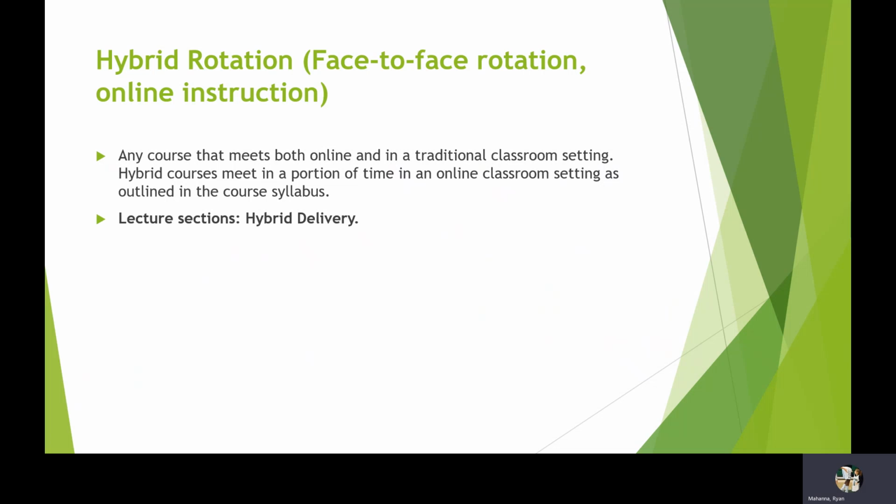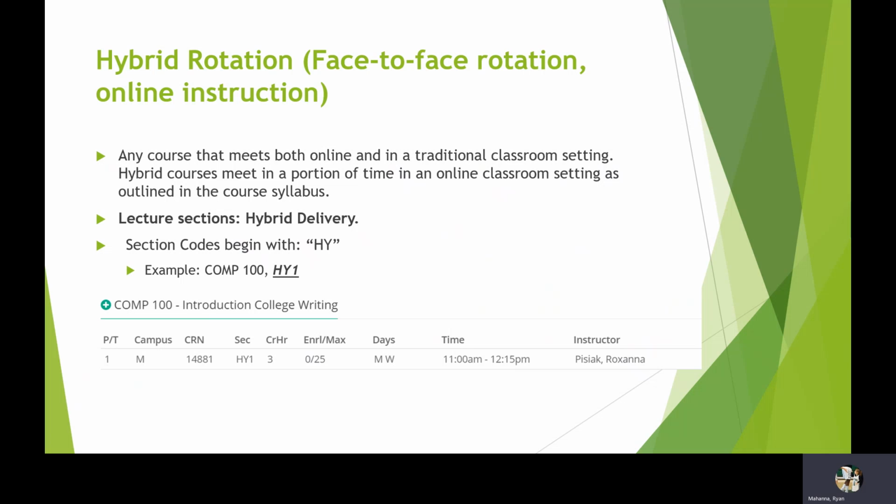So lecture sections for hybrid delivery. This is hybrid. The code begins with HY. Okay, pretty simple. The example given here, Comp 101, HY1. So you can see this is Comp 100. The section is HY1. There is a meeting time. So Monday, Wednesday, 11 to 12:15. It is on you, the student, and the professor to communicate with one another to make sure you understand when am I meeting in person and what is going to be not in person or online. If you register for one of these sorts of courses, you're going to be expected to be here on campus for some portion of the week.